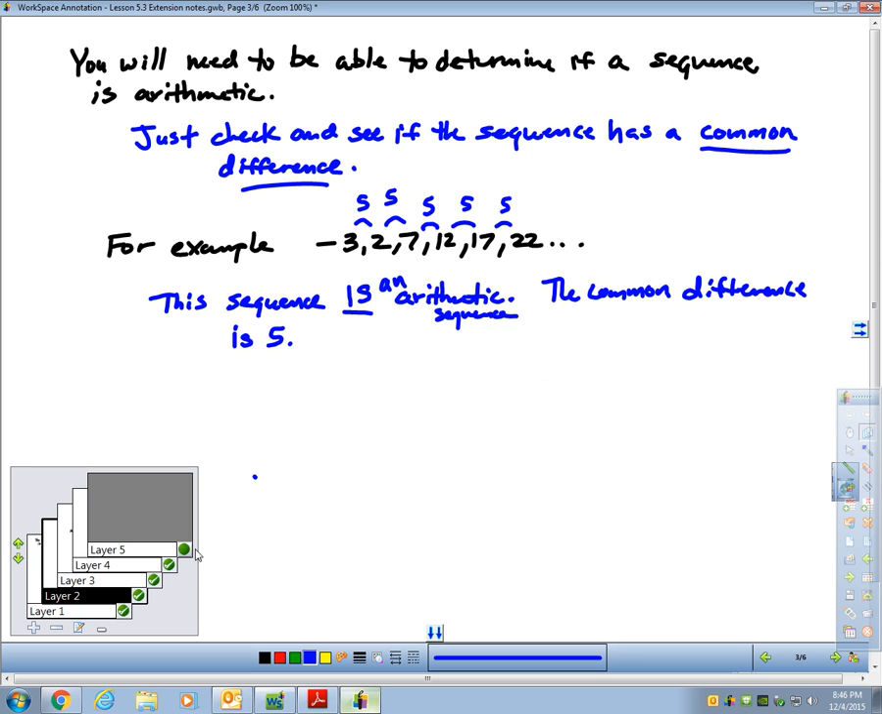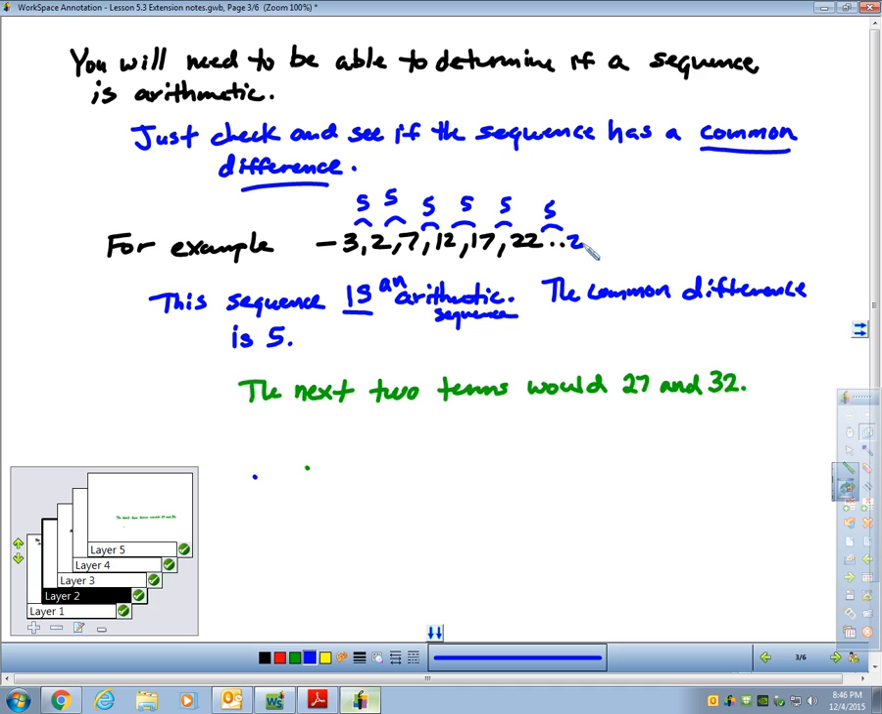Now, what would be the next two terms? Well, if I add 5 more, I'd have 27, and if I add 5 more, that'd be 32. That's why the next two terms would be 27 and 32. If there's a common difference, you have an arithmetic sequence.